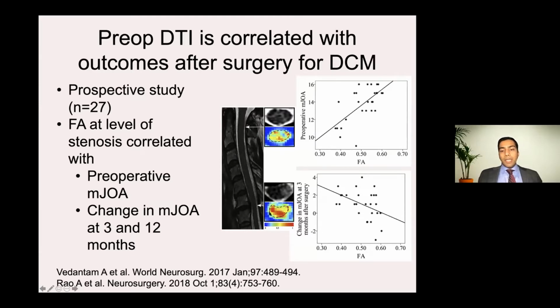When we looked at this in a prospective study, we got 27 patients with cervical myelopathy, and we obtained DTI metrics at the level of stenosis, here in this patient at C6-7. And what we found was it did correlate again with the preoperative mJOA, but it also was able to correlate with outcome, the change in mJOA at 3 months and at 12 months. So it does have some predictive value, and this outperformed what we could predict with conventional MRI.